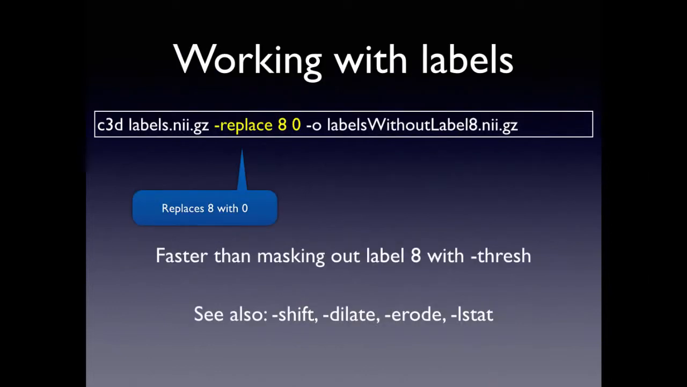Okay, there's a few things for working with labels that are of interest. There's actually a lot more than we'll go through here, but one you can do, it's quite easy, is the -replace command. So here we just replace everything that's label 8 with 0, and that's just a little faster than messing around with thresholding and multiplying the results. There's other things for dealing with labels, such as shift and lstat, that we'll look at some of those.